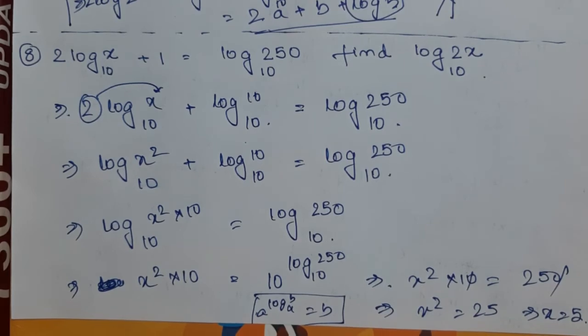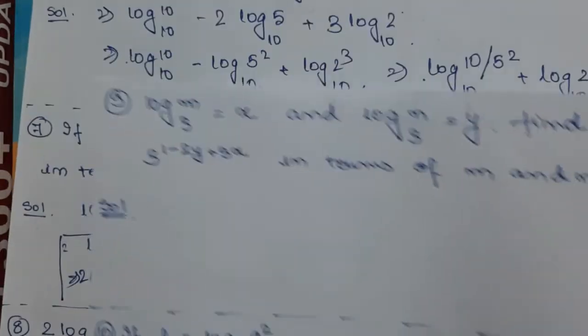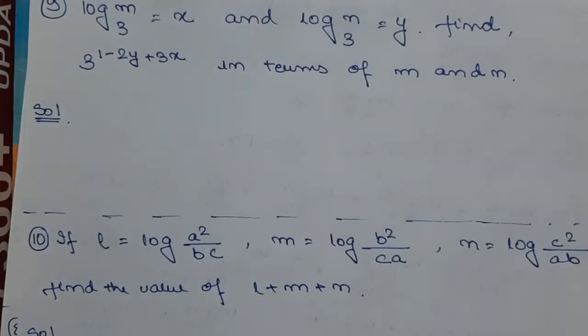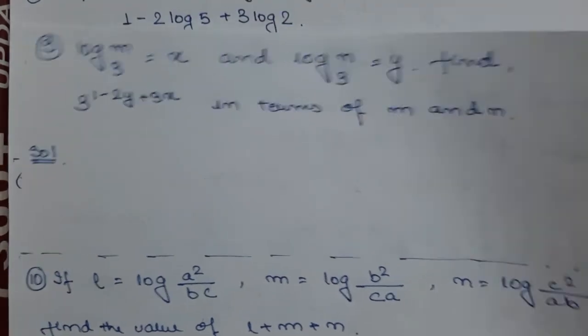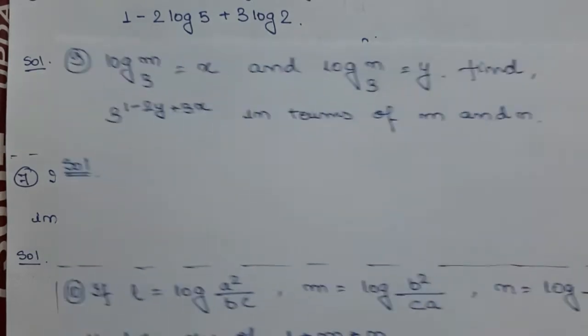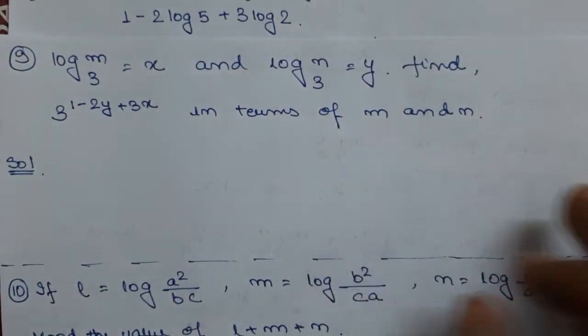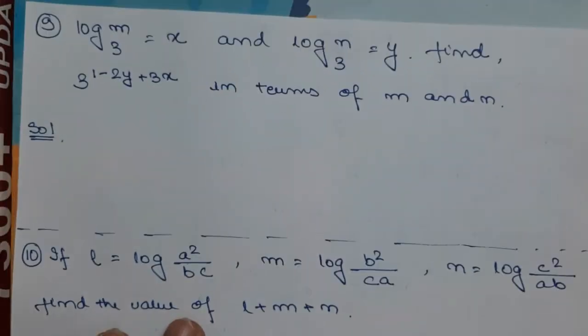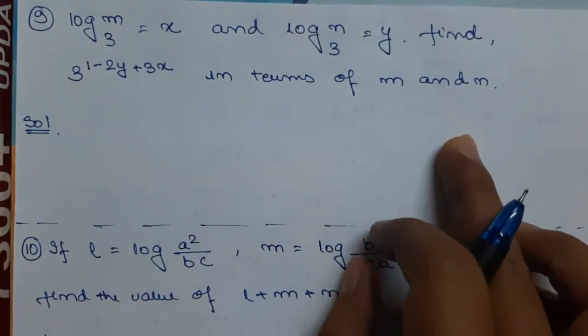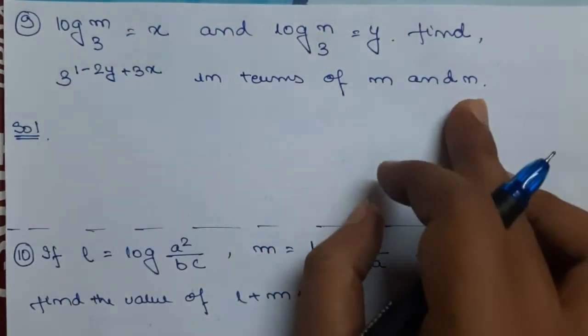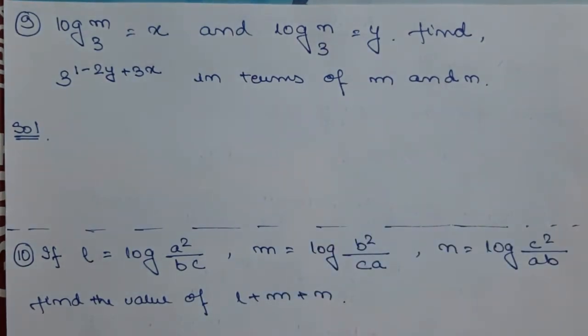So let us go to our next problem. Our next problem is this one. It is somewhat similar to the previous problem, right? What is the problem here? We have to find this in terms of m and n, right?